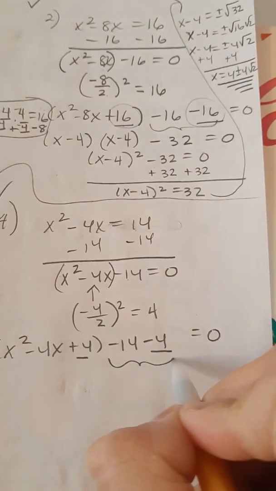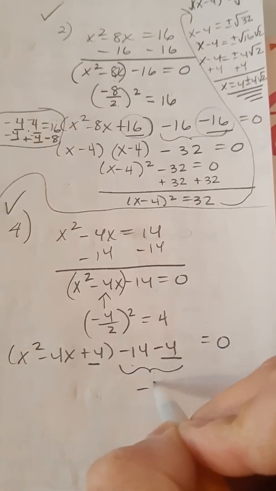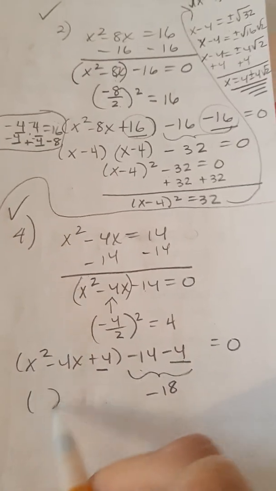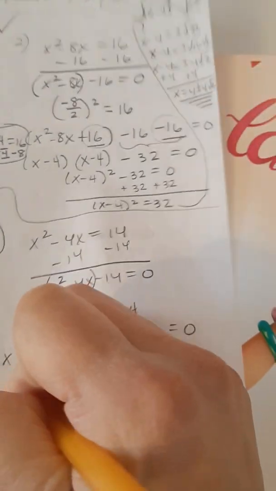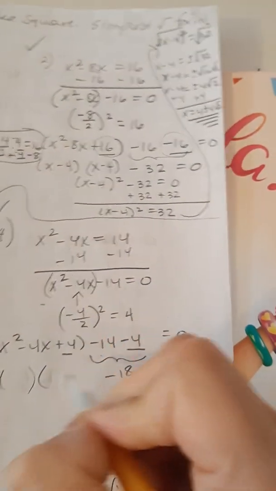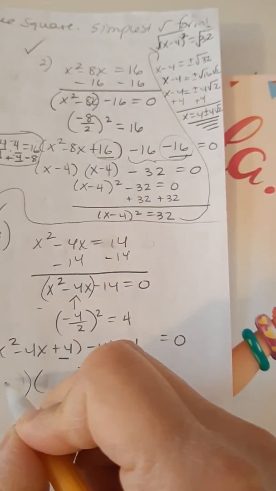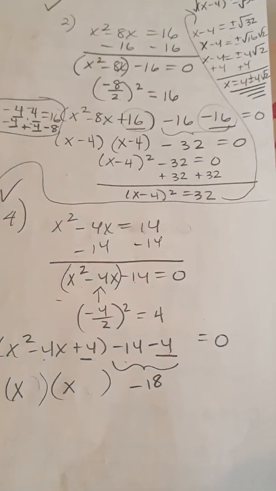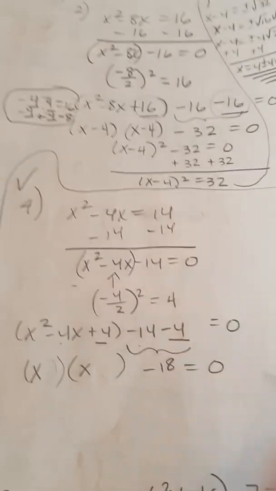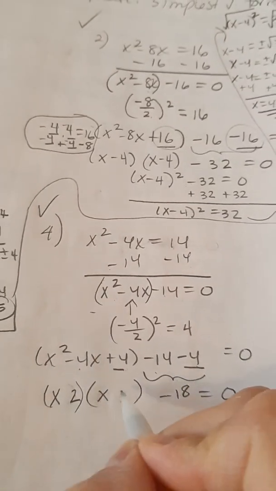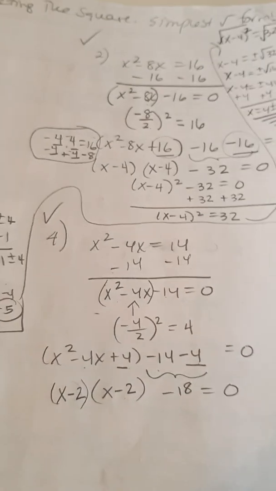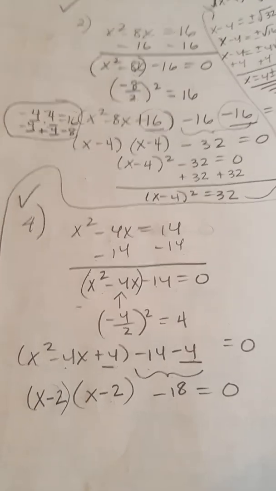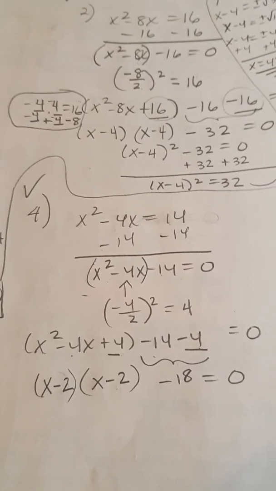So if you notice, negative 14 minus 4, clean that up, gives you negative 18. Then you have to factor this. Factor out the trinomial. What multiplies to 4 and adds to negative 4? It has to be the same number. Negative 2, negative 2. Everyone agree? Negative 2 times negative 2 is positive 4, and negative 2 plus negative 2 is negative 4.